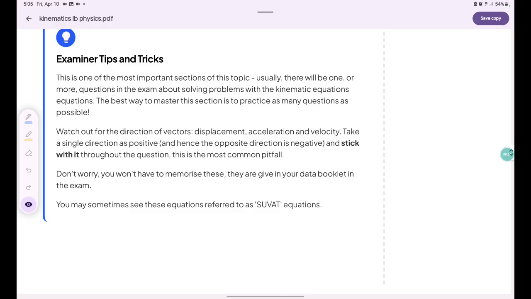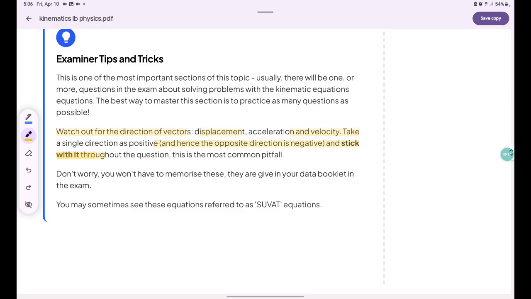The best way to master this section is to practice as many questions as possible, as you are going to solve one or two questions on the kinematic equations of motion in the exam. Watch out for the direction of vectors: displacement, acceleration, and velocity. Tip number 2, you should watch out for the direction of vectors. Take a single direction as positive, and hence the opposite direction is negative.